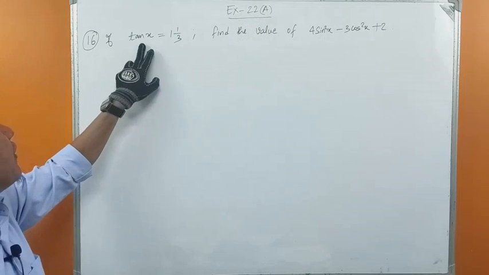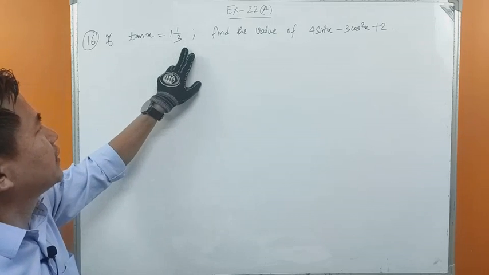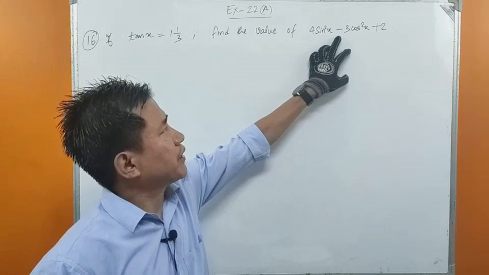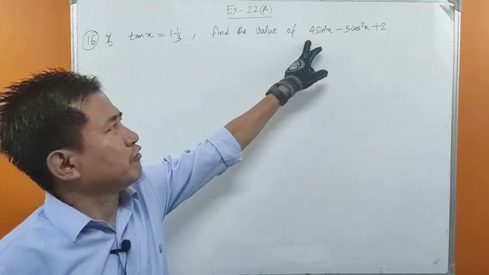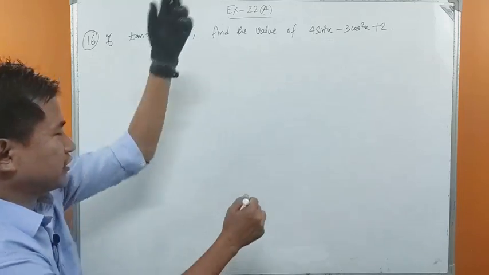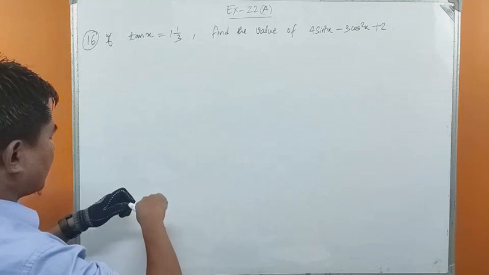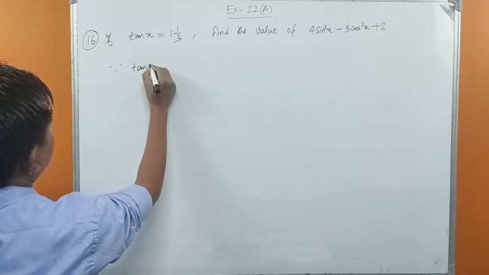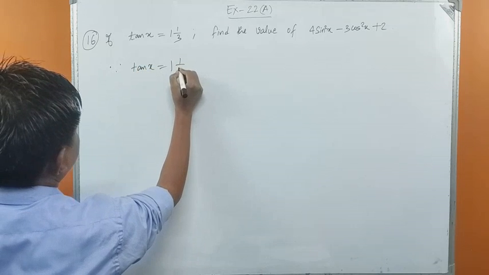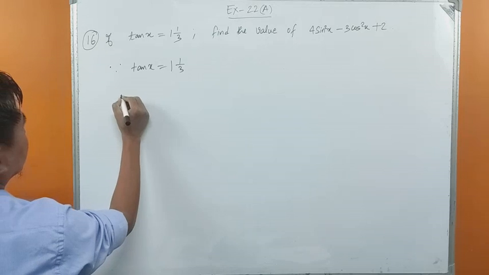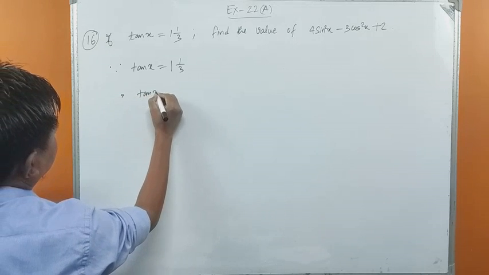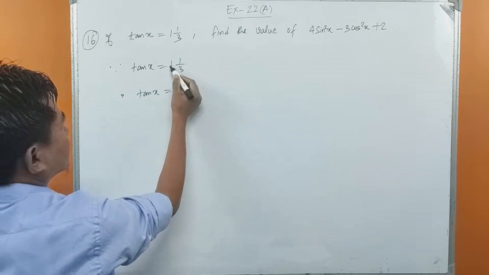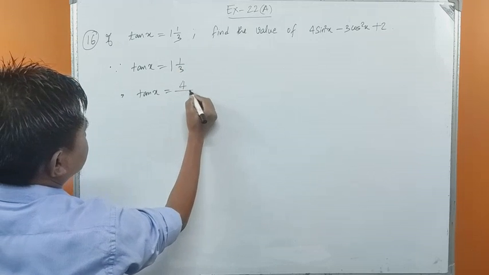If tan x equals 1 whole 1 upon 3, the value of tan x is given to us. Find the value of 4 sin square x minus 3 cos square x plus 2. We are asked to find the value of this expression, so let us do this question. Since tan x equals 1 whole 1 upon 3, this is the given equation. We can convert this into an improper fraction: 3 1s are 3 plus 1, 4 upon 3.